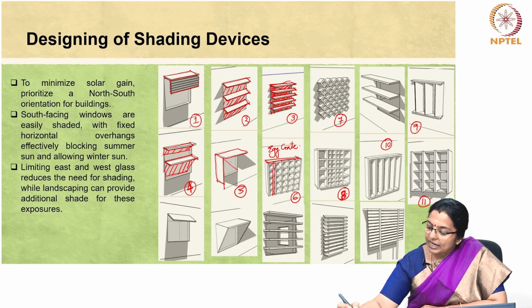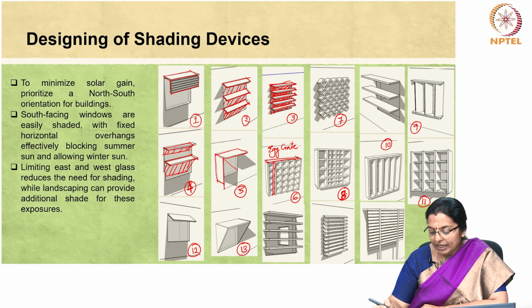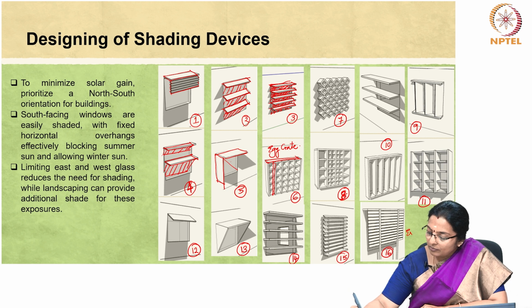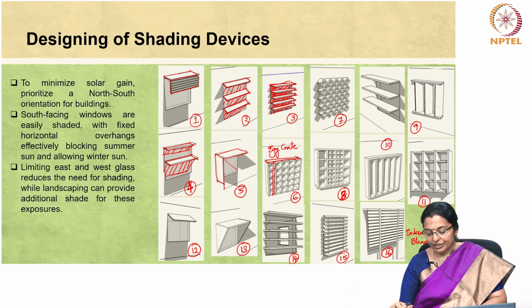Illustration 11 is a combination of horizontal and vertical shading device. A variant of awning is 12 and 13 is a variant of vertical shading device along with horizontal shading device. So is 14. You can see that 15 and 16 are largely external blinds or Venetian blinds. So, these are the various types of shading devices.